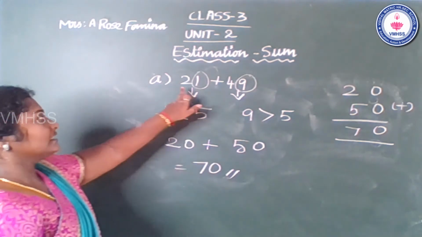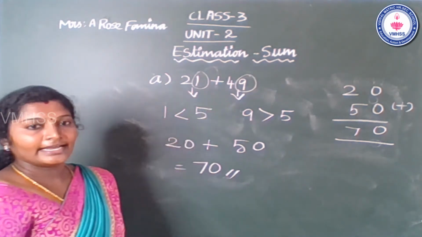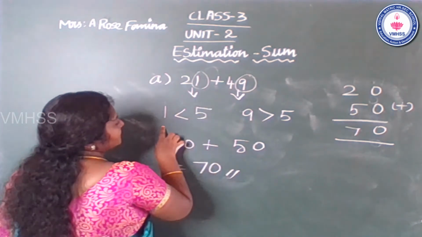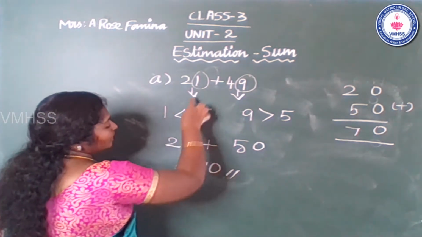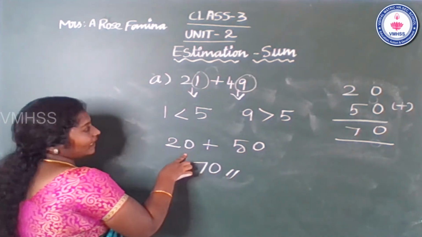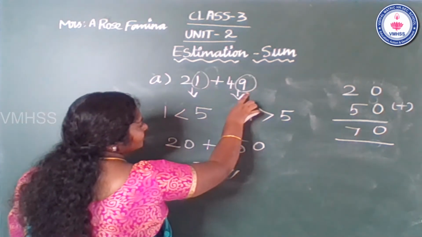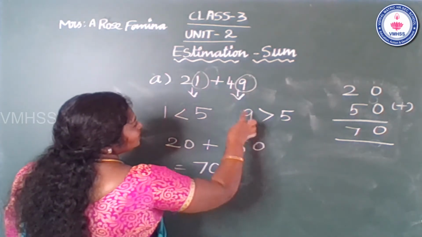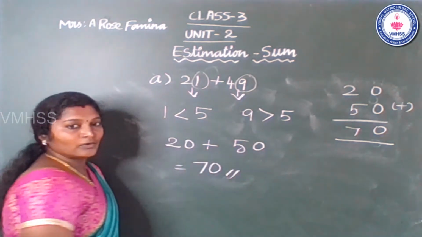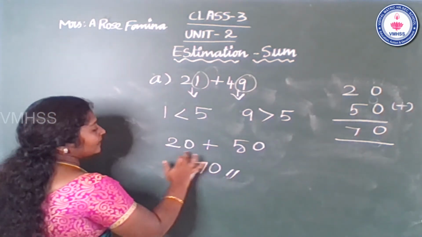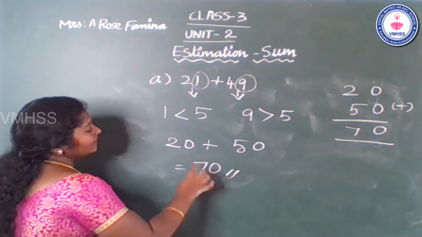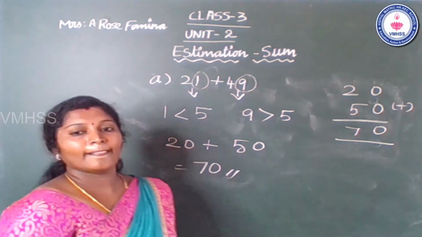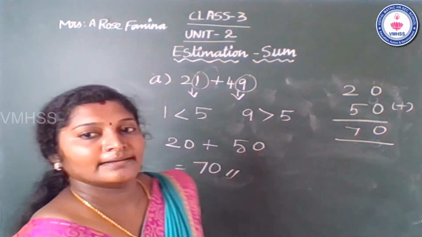Okay. The question is 21 plus 49. Compare the first number, 1. It is less than 5, so the rounded value is 20. Okay, second number 49. The first value is 9, compare with 5. It is a greater value, so the rounded value is 50. Okay, so next step: 20 plus 50. Now we go to add 20 plus 50, 70. Okay, you understand? Okay, see the next sum.